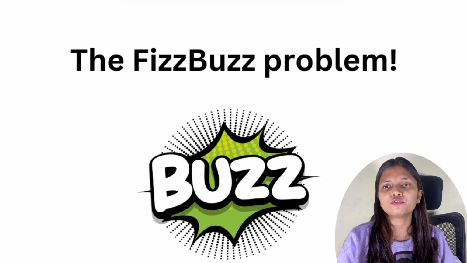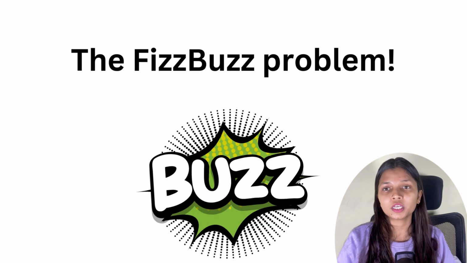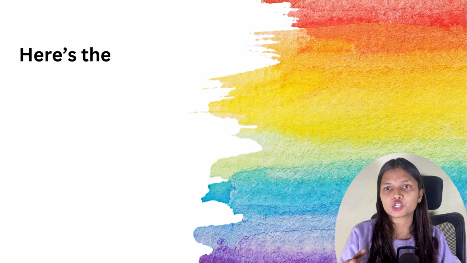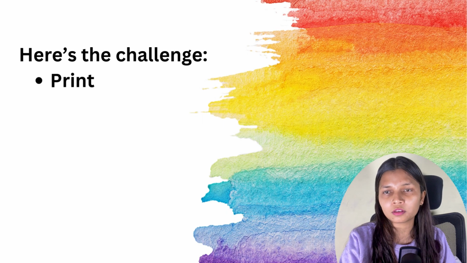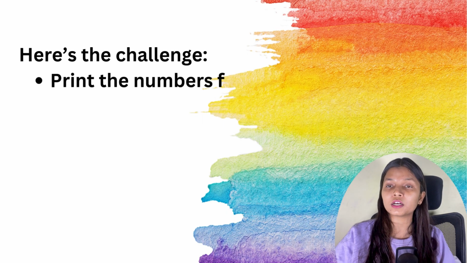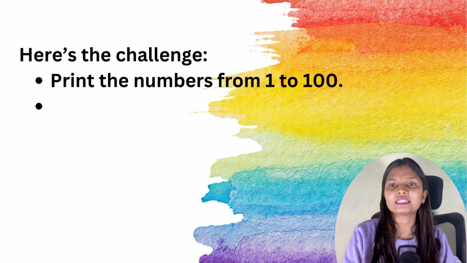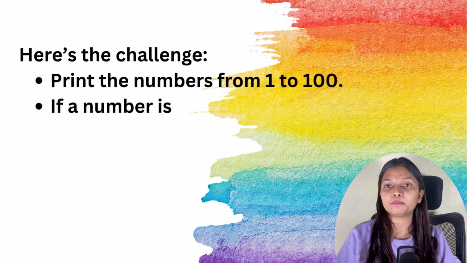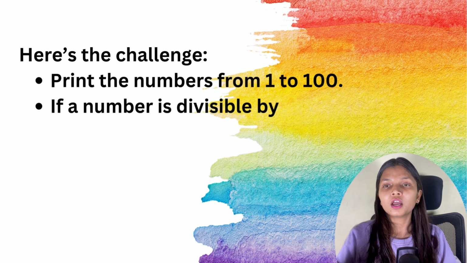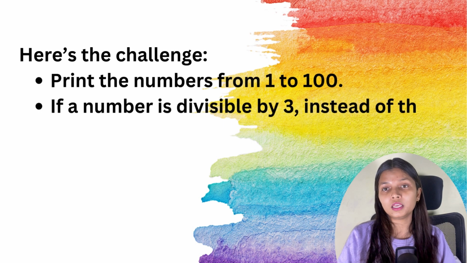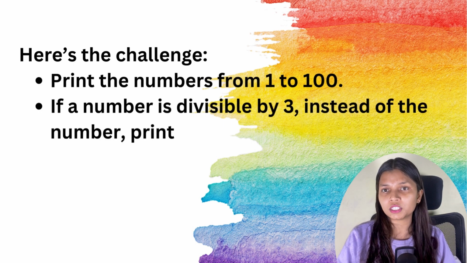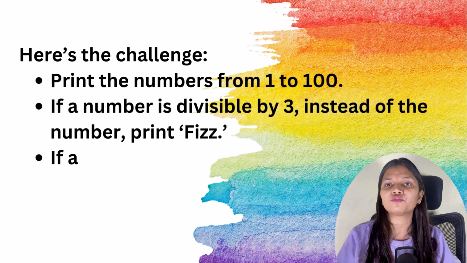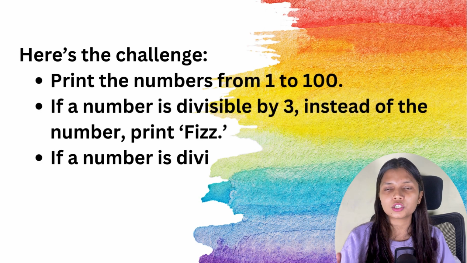Our challenge is that we have to print numbers from 1 to 100, but there is a trick, there are some conditions. If the number is divisible by 3, you have to print fizz instead of that number. If the number is divisible by 5, you have to print buzz instead of the number. And if the number is divisible by both 3 and 5, then you have to print fizz buzz. So these 3 conditions you have to add.